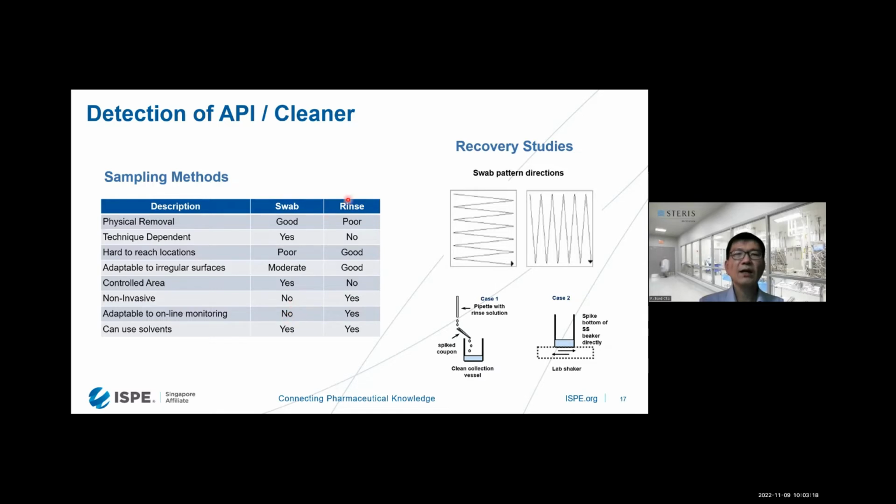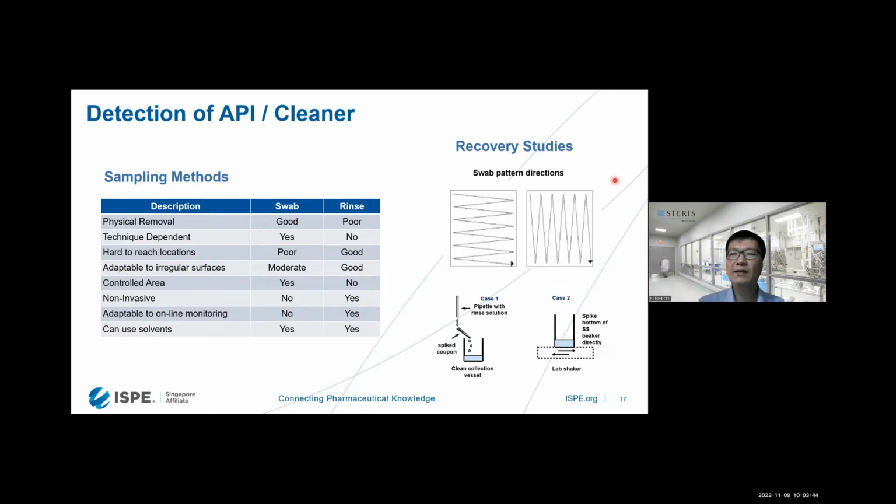process equipment. So for rinse, it's not technique dependent because it just covers the whole area of your process equipment, including irregular surfaces. It's non-invasive, and can be used for online monitoring. So these are some of the pros and cons of using swab and rinse. So if possible, both should be used.